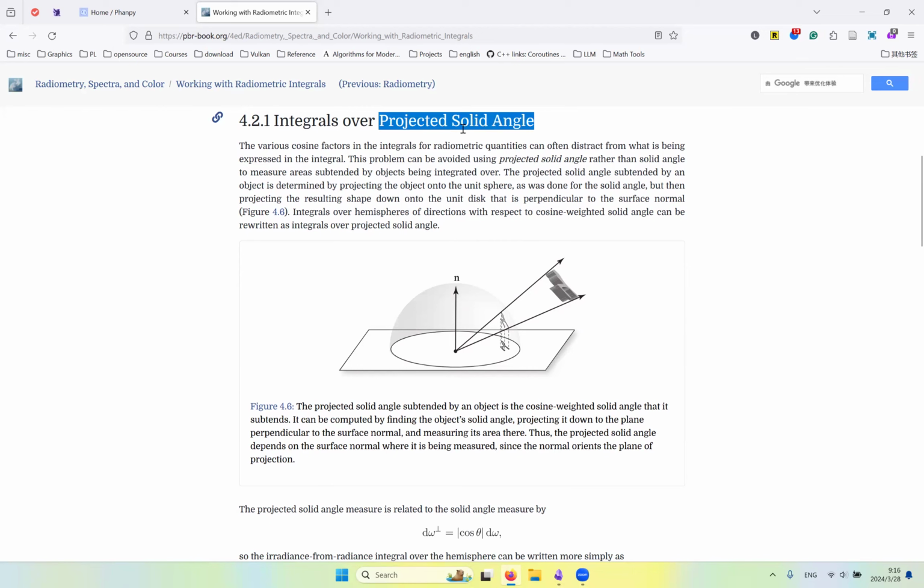Projected solid angle. Because the cosine factors can be distracting, the problem can be avoided using projected solid angle. So instead of integrating over the solid angle, we integrate over its projection into a sphere. No, not a sphere, into a circle. Yeah, projected down into the unit disk that's perpendicular to the surface normal.